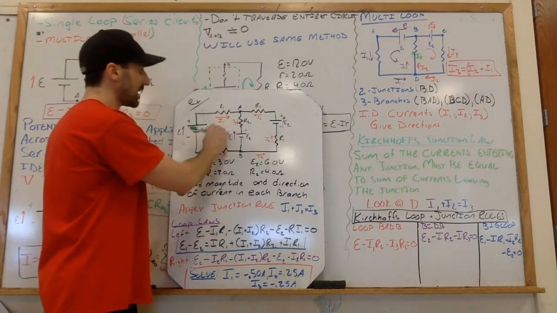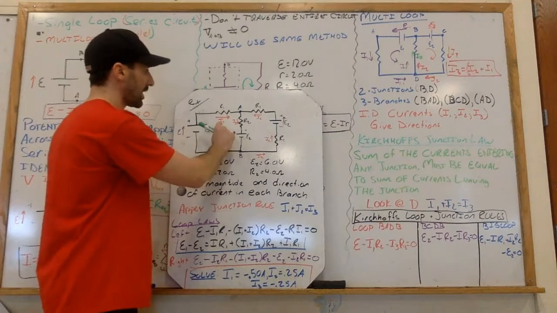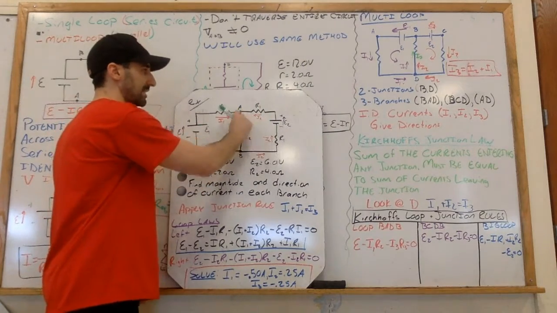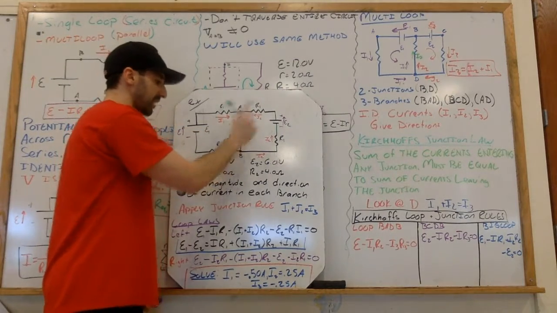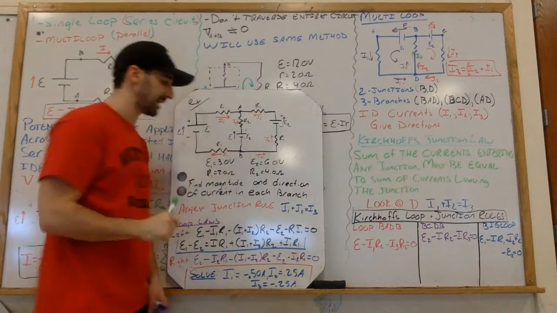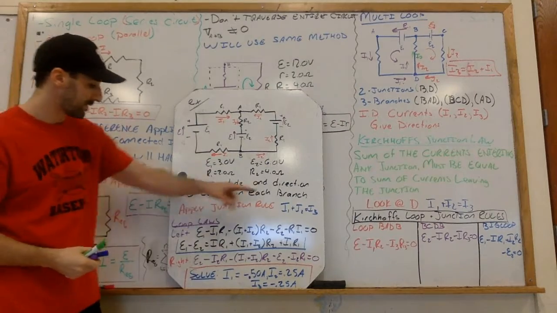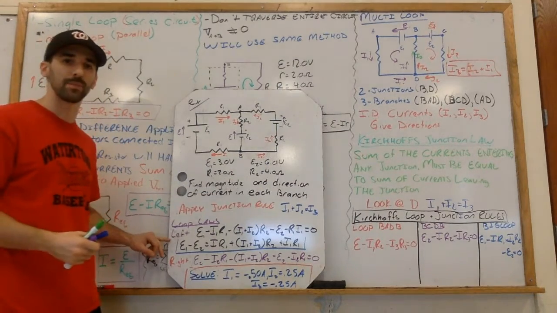Based on my picture, I can see, like I said before, I1 comes into junction A, I2 comes into junction A, therefore, through AB, I3 must be I1 plus I2. So that is applying my junction rule. Now I'm going to apply my loop laws.